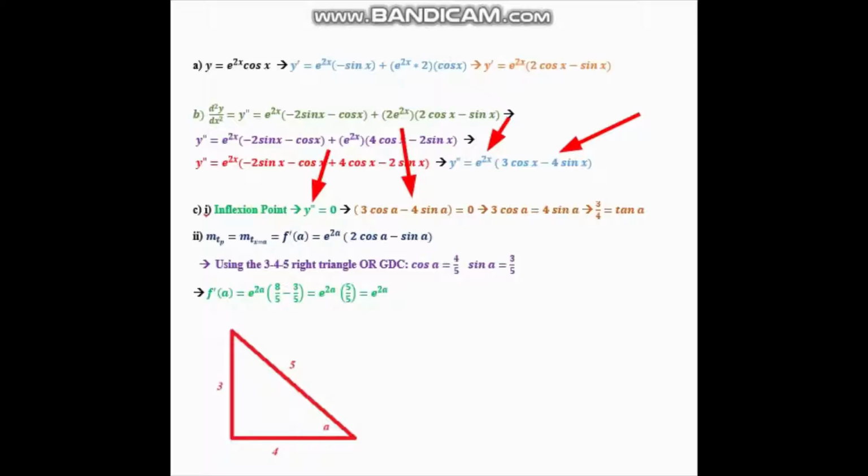Point P has x coordinate A. Hence 3 cosine A minus 4 sine A equals 0. If I solve this equation, I just took the 4 sine A to the right hand side, obtaining this form of the equation. Then I divided by cosine A, getting 3 over 4 equals tan A.